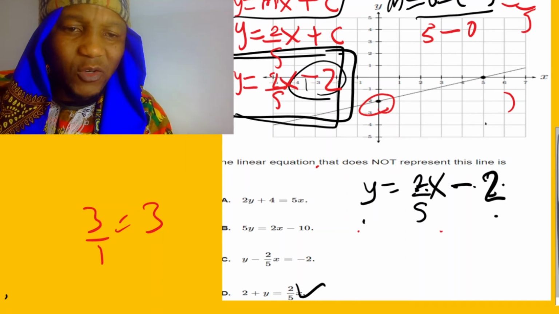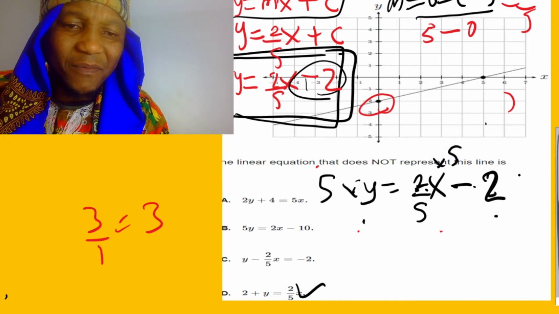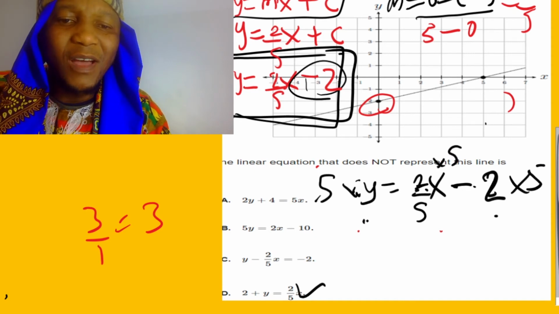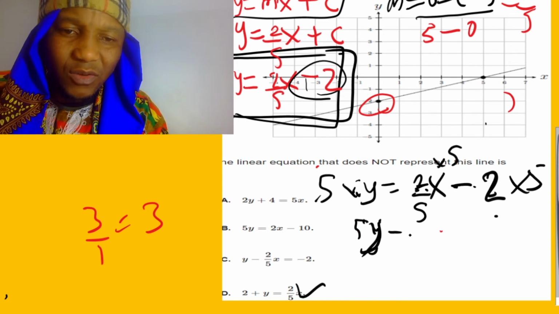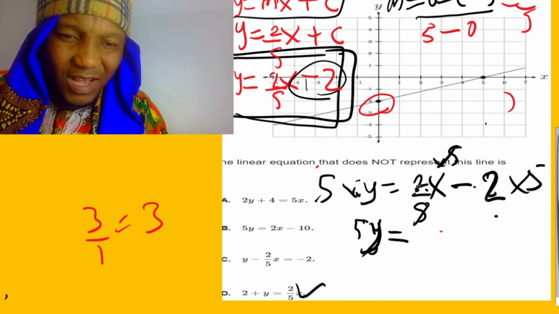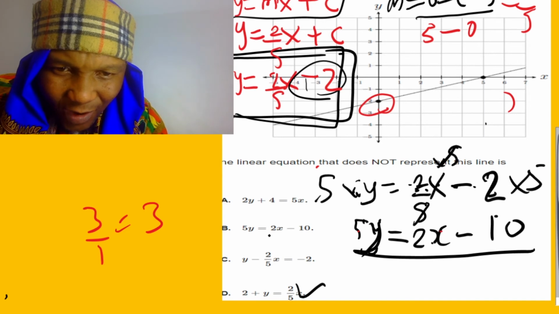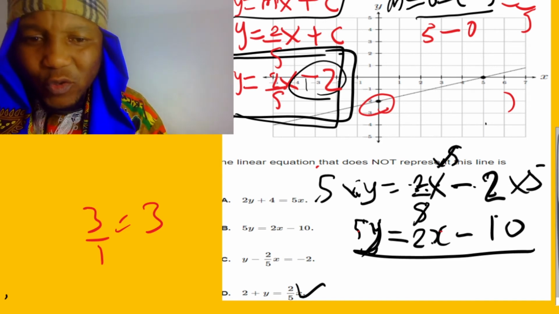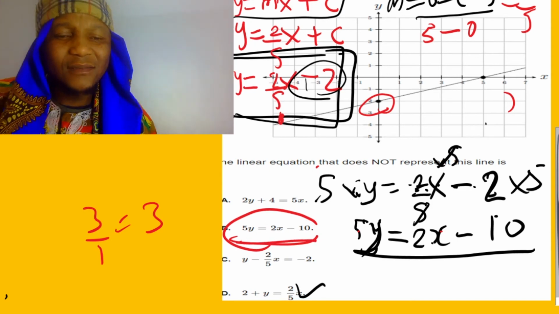Because here you could have just said multiply by 5, multiply by 5, multiply by 5. 5 times y equals 5y, equal to, 5 and 5 cancel, so just 2x minus 10. Now let's see if we have this. 5y, 2x minus 10, yes. Option number 2 also is correct. So this equation of a line equals that.